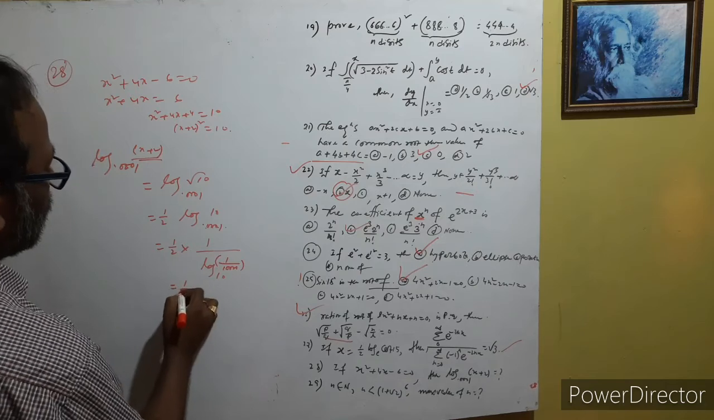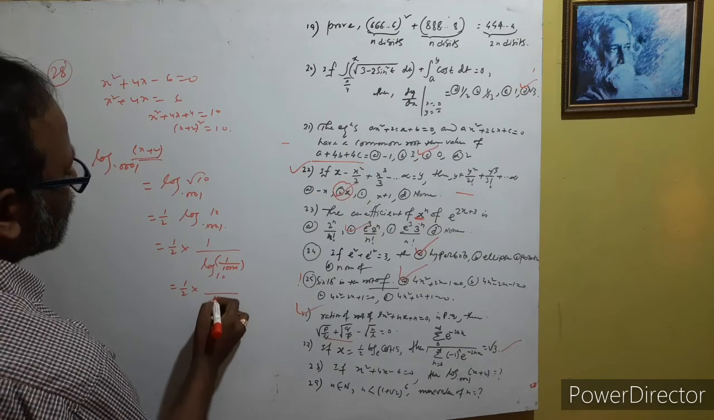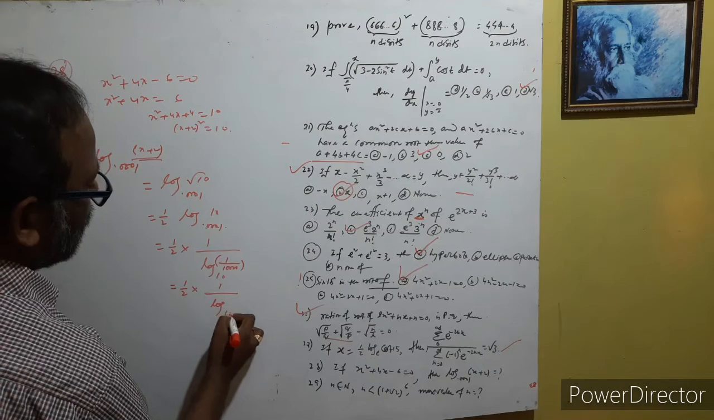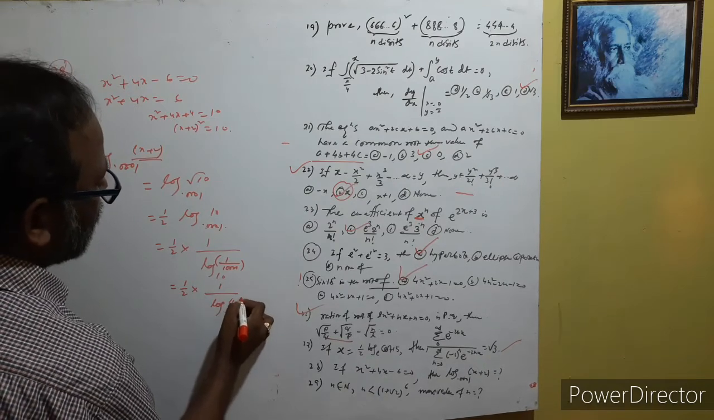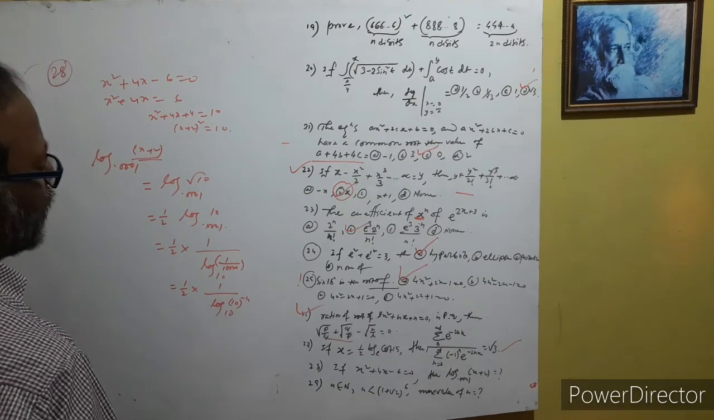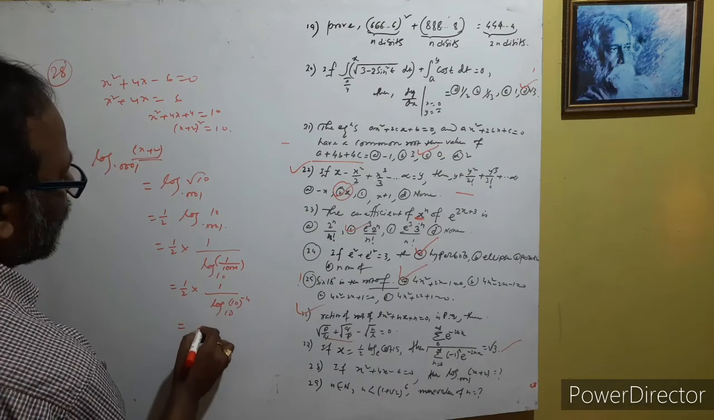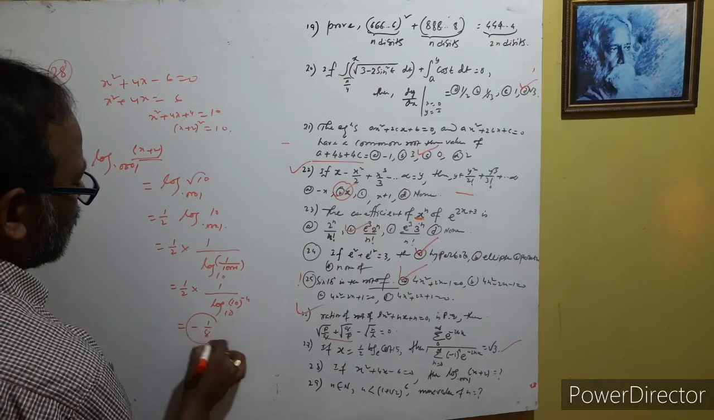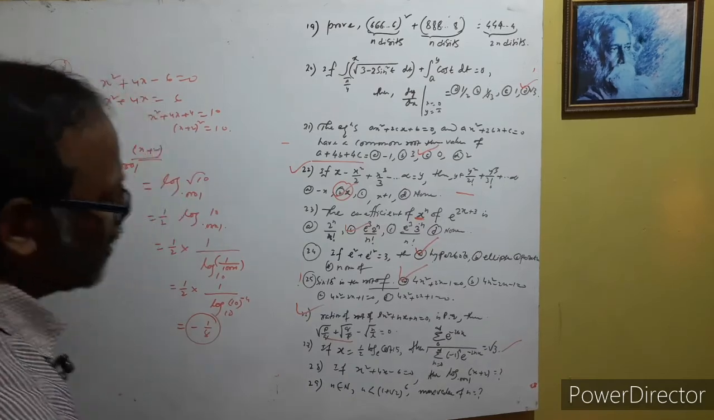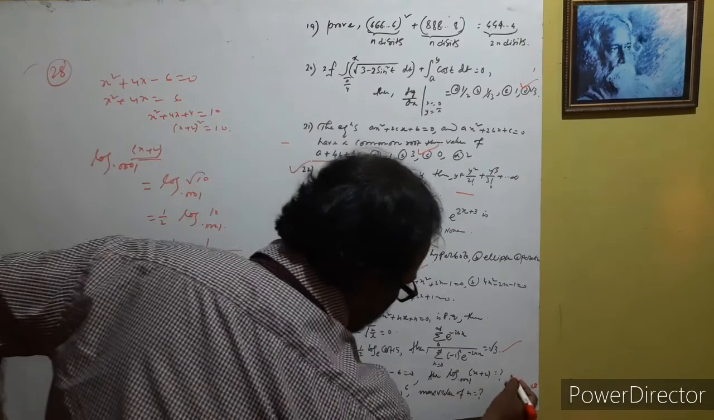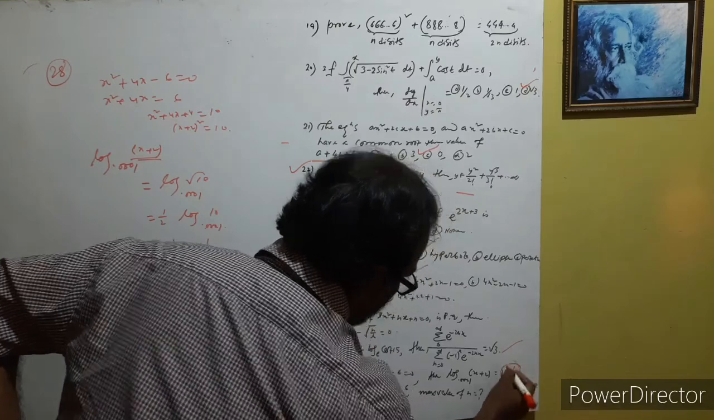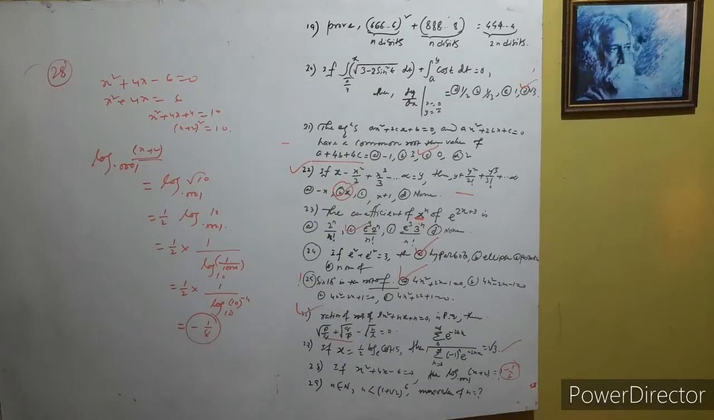So half, this is your 1 by 10 to the power minus 4, 10 to the power minus 4. So minus 4 times 1 by 8, this is here minus 1 by 8. Answer is, the value is minus 1 by 8. Okay, now for 28, very interesting question.